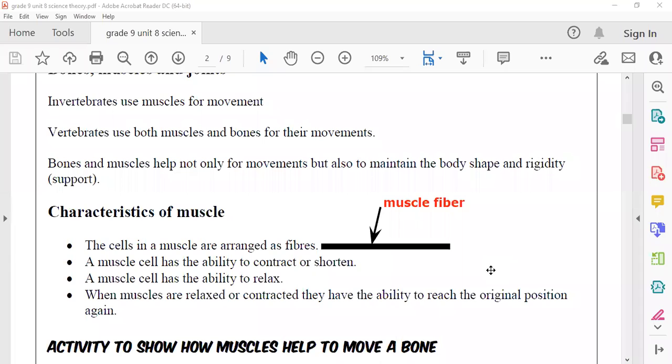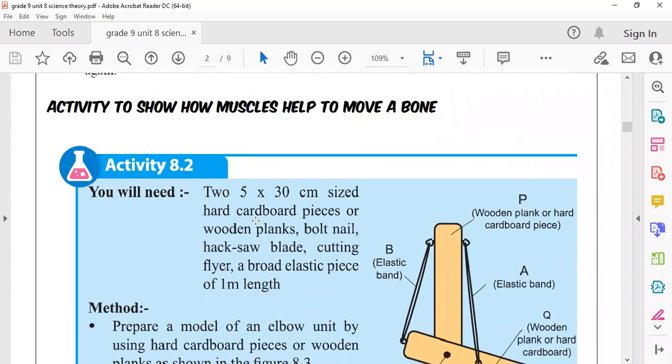What are the two things it can do? Contract and relax. After contracting, it will relax. After relaxing, it will again contract. Understood? Yes, sir. So that is whose nature? Muscle fiber's nature.